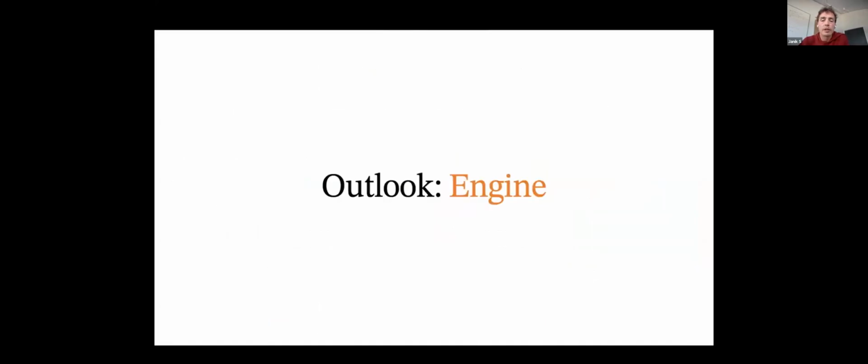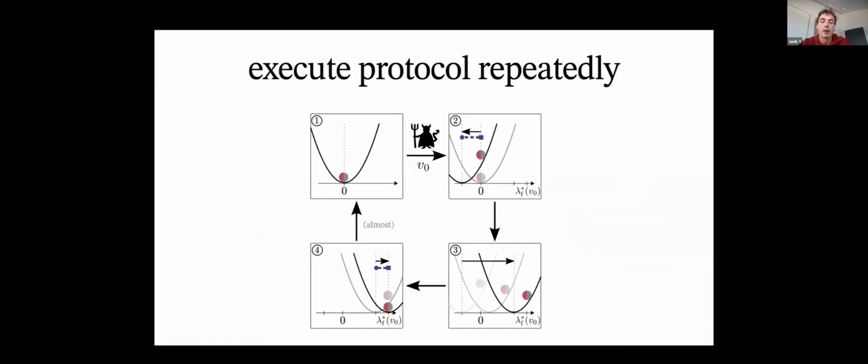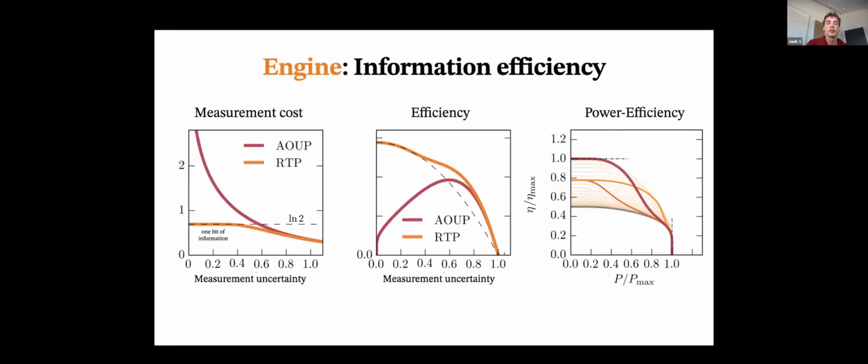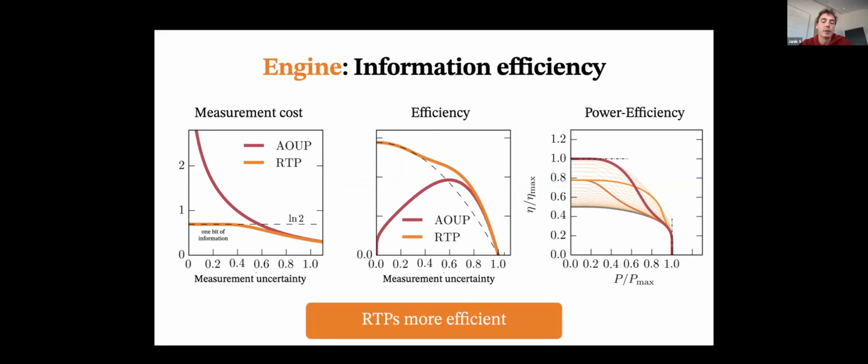And just as a brief outlook, I want to kind of tease you with how we use this to build an engine. There's some details I will brush under the rug here. Basically, how do we drive the protocol? We need to run it repeatedly. There's some things to be said here, which I will not mention. We need to include measurement uncertainty and generalize the protocols to measurement uncertainty. But if we do these steps, then we can calculate our favorite quantities for an engine, like the efficiency and power efficiency curve, which I'll again just leave here as a teaser. The only thing I want to say here is that we find run and tumble particles are more efficient than the active Ornstein-Uhlenbeck particles for the engine.